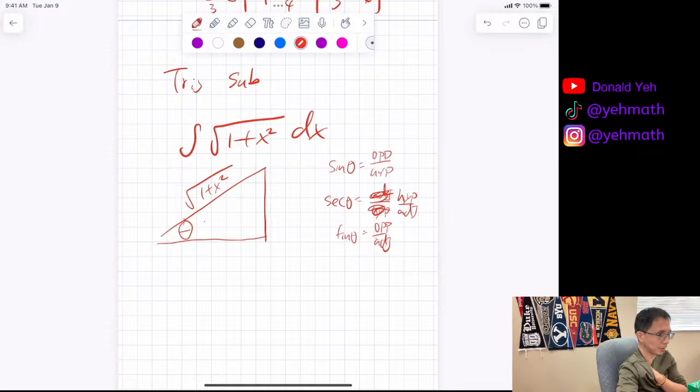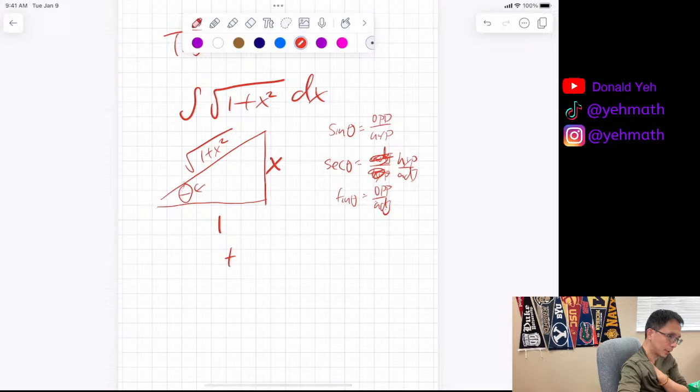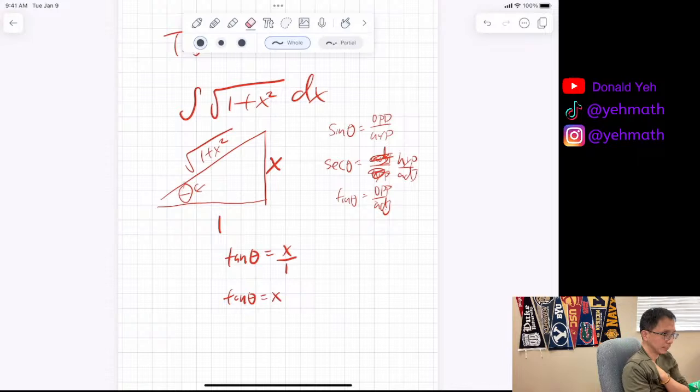It doesn't matter because we assign this angle. We always assign the bottom left as theta. X would be the right side, and 1 would be the bottom. Excellent. So tangent of theta is equal to x over 1. Tangent of theta will be x. Wow.